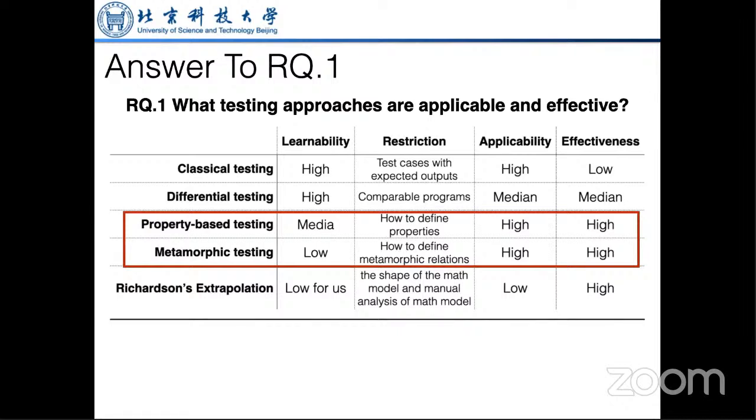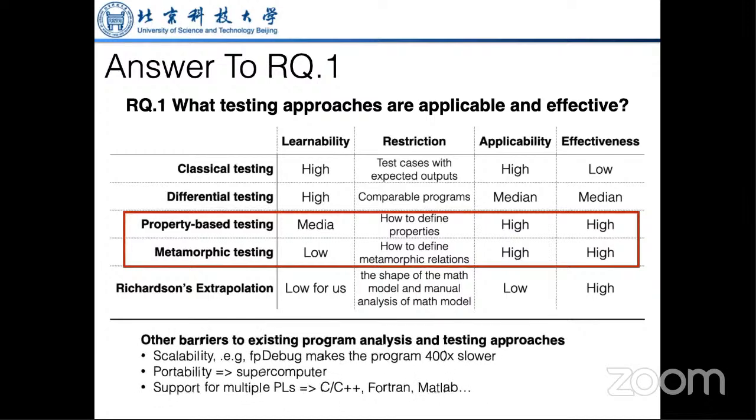The main difficulty is that the 2 approaches are not very easy to learn, especially for domain experts. Consequently, defining program properties and metamorphic relations becomes more challenging. However, even with simple properties and metamorphic relations, we still found many bugs. Hence, we recommend these 2 approaches.